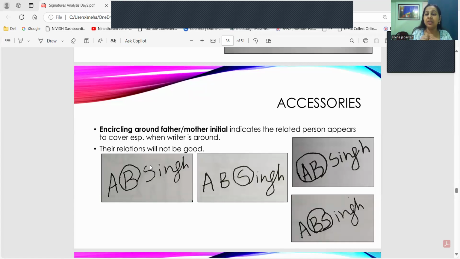So over here, what it means is that the related person appears to cover themselves when the writer is around. So probably because of the writer's behavior, the parent is trying to cover themselves in many aspects. It could be communication, it could be financial matters, it could also be one-on-one talk, which does not happen much. That's because the writer behaves in such a way that the people are like, okay, it's better we not speak about this in front of the child or in front of the writer, right? So eventually, the relations will hamper the writer's relationship with the parent, either with both the parents or with one of the parents, whichever is encircled.